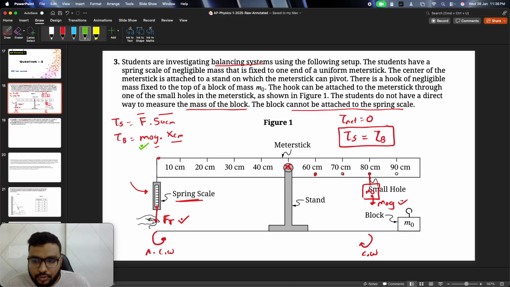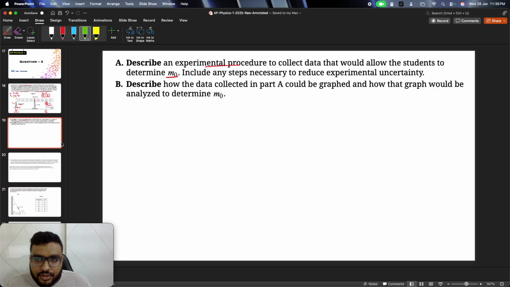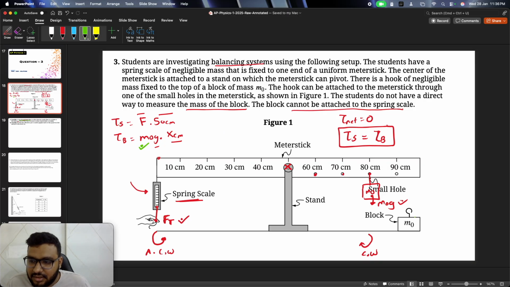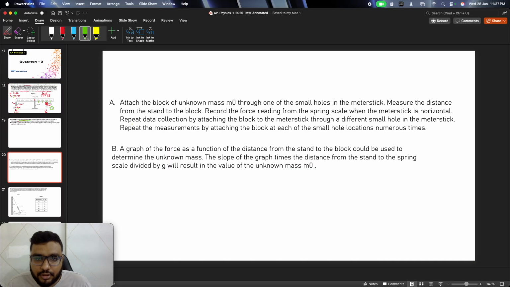Okay, the question wants us to give an experimental procedure. So what will the experimental procedure be? We start by putting mass m0 over here and figure out the spring scale reading. Put the mass again at the next hole and figure out the scale reading, put it at 80 centimeters and read the scale again, do it at 90 centimeters, and at last figure out the spring scale reading. With this continued experiment, we will be able to figure out the mass m naught.